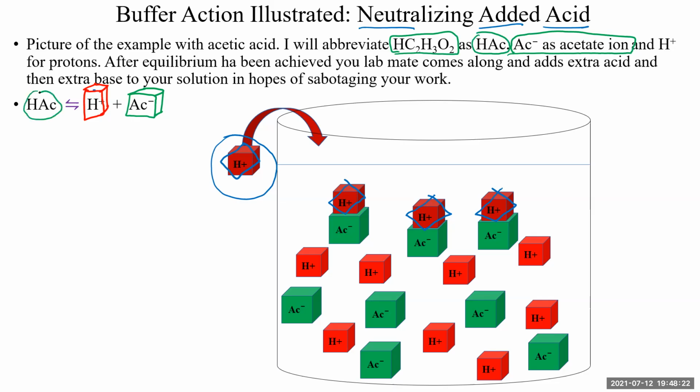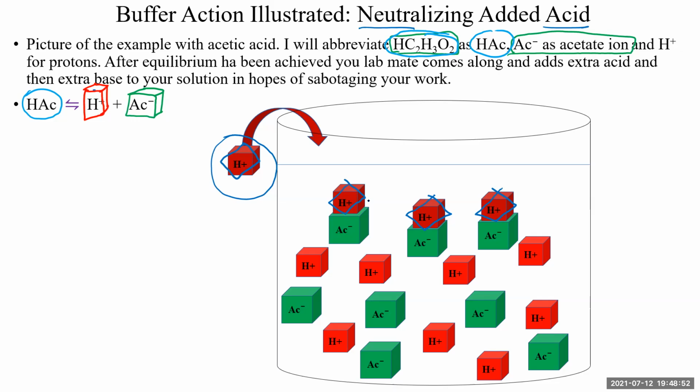That's HAC. Here, let me use some other color. How about bright, light blue? HAC. So HAC stands for acetic acid, our weak acid. Acetate, AC minus, is our acetate ion, the conjugate base of our acid. And of course, hydrogen ion is our red. Now, the added acid is this dark red acid, the burgundy hydrogen ion.